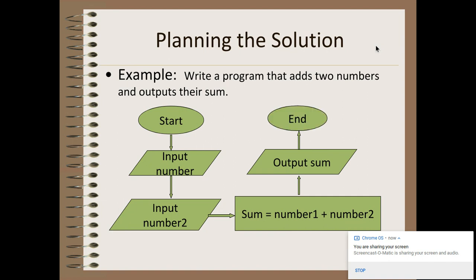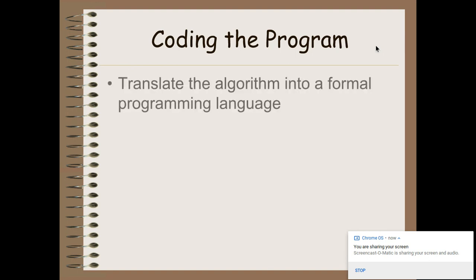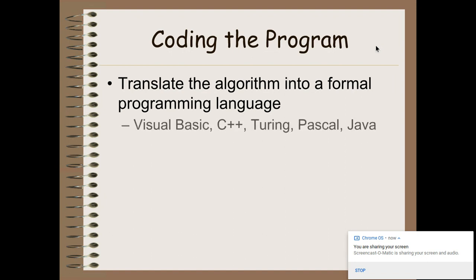You can see how the arrows are showing the direction of flow from one step to the next. Once we've planned out what our solution is going to look like, we can then move to coding the program. This is where you translate your algorithm into a formal programming language. There's a whole bunch of languages you could use: Visual Basic, C++, Turing, Pascal, Java, Python, all those different languages. In this course, we're going to focus on Alice and on Python.